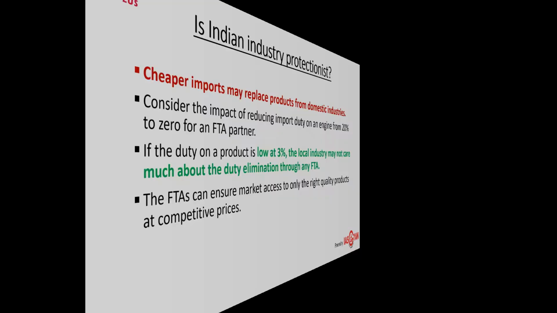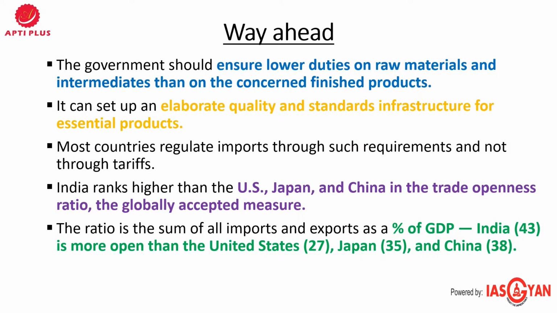Now moving ahead, what is an important way ahead? आप एग्जाम में वे हेड क्या लिख सकते हो? देखो, it is very important that government should ensure sustainable lower duties for a competitive market, a competitive price के लिए on the raw materials, okay, for the manufacturing and intermediaries, then the concerned finished product.